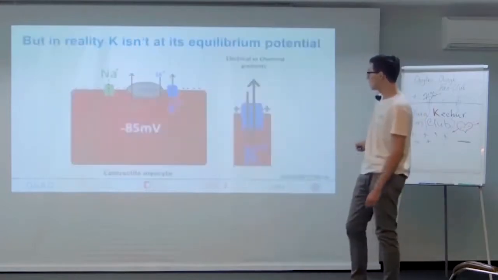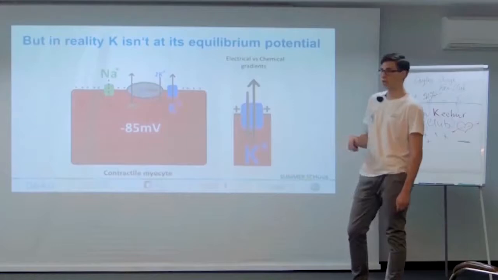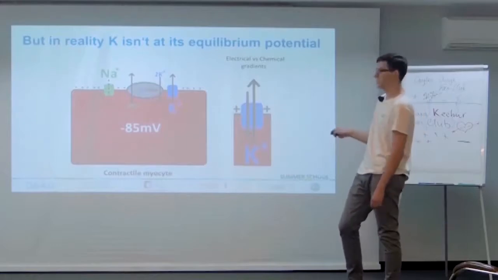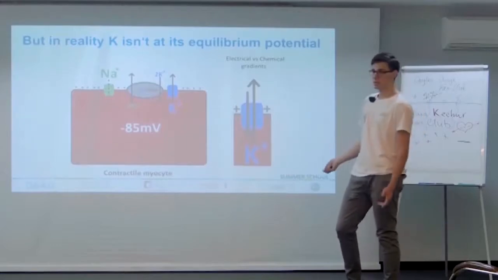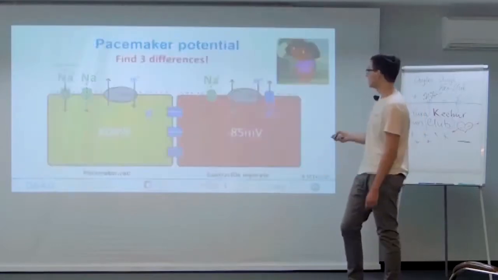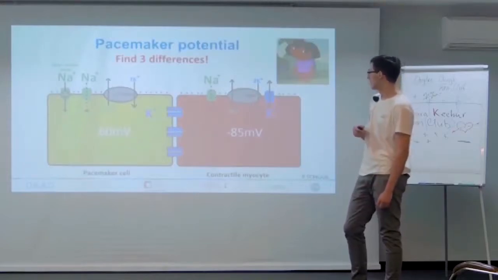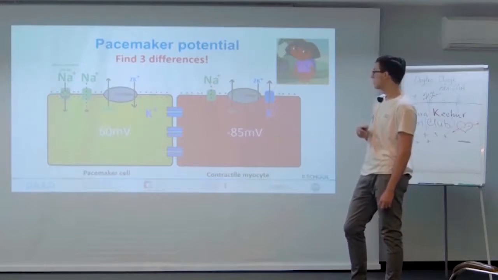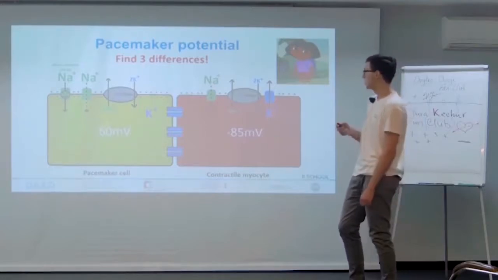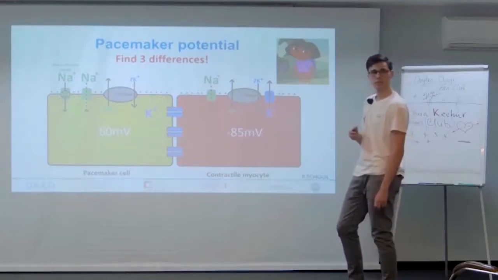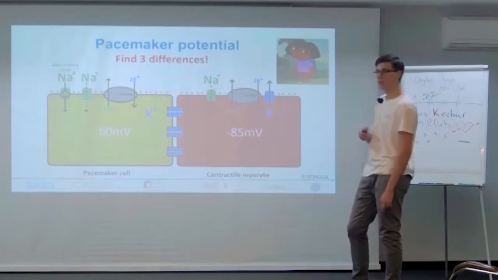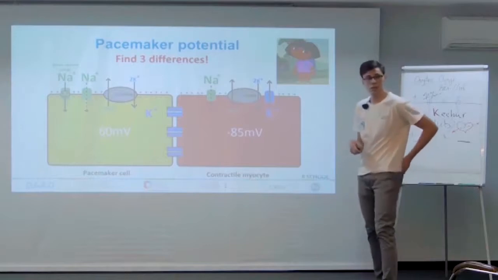Find three differences. I told you about these contractile myocytes. This is pretty easy. It has two channels and the sodium potassium ATPase. Find here in the pacemaker cell three differences. Smart. Two sodium channels. Funny channel. Funny channel, yes. What else? There is no Kechur channel here. No Kechur, yes, no Kechur. And there's a sodium inward channel.